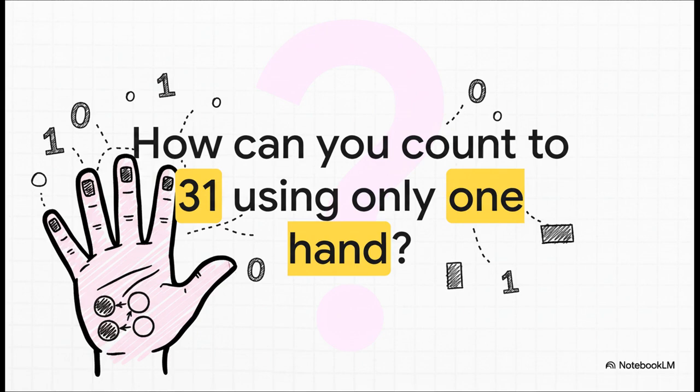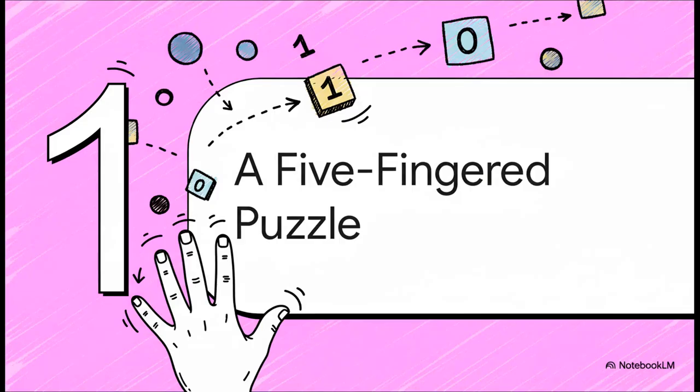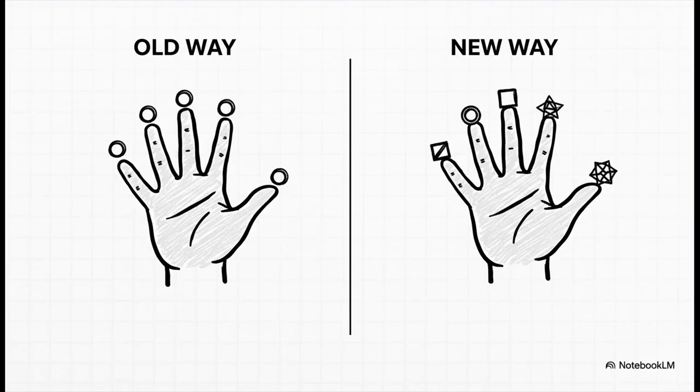There's a real answer. You see, to solve this, we have to start thinking about our fingers in a totally new way. And believe it or not, this little hand puzzle holds the key to understanding how computers actually think. Now, we're all used to counting where each finger is just 1. 1, 2, 3, 4, 5. But the secret here is to throw those rules out the window. What if each finger had its own unique value?